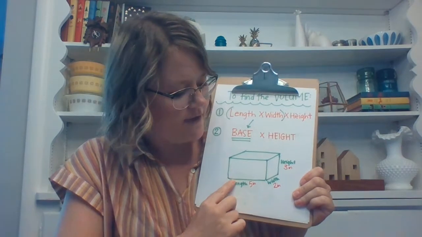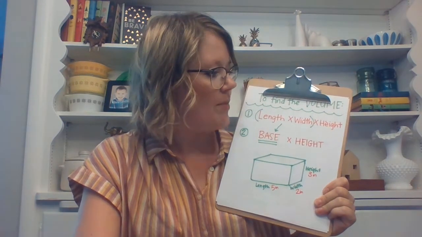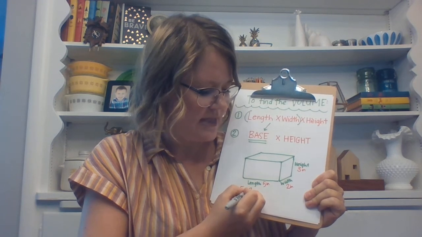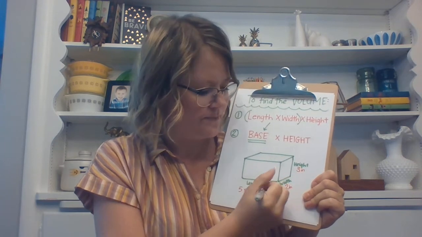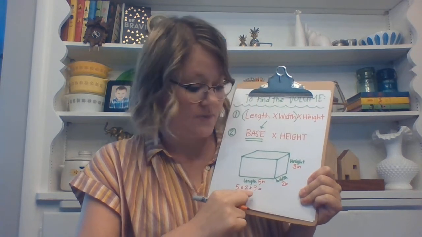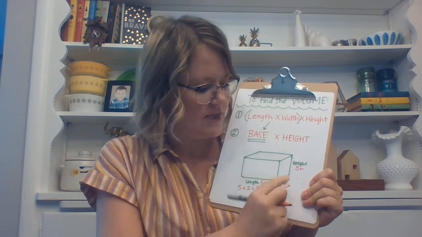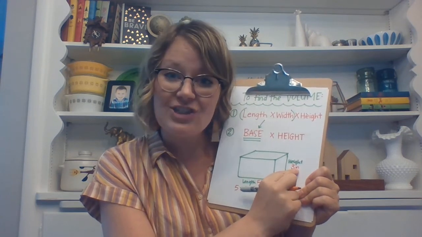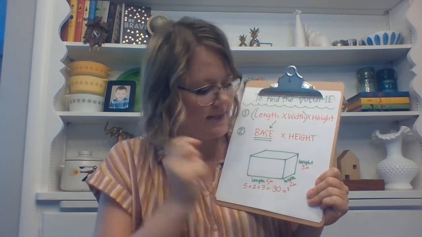So I drew a rectangular prism here. It has a length of 5 inches and a width of 2 inches. So I could use this top formula to say 5 times 2, the length times the width, and then multiply that by the height, which is 3. So I could know 5 times 2 is 10, and then times 3 is 30. And we label that cubic inches because it's labeled with inches here. And since it's inches times inches times inches, that's inches to the 3rd power, or cubic inches. So we write it like that.